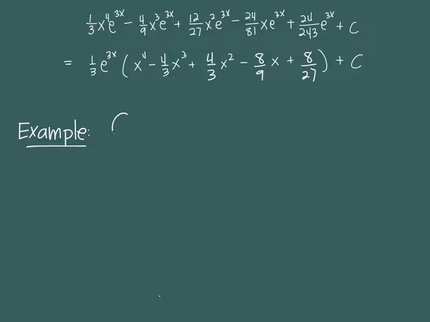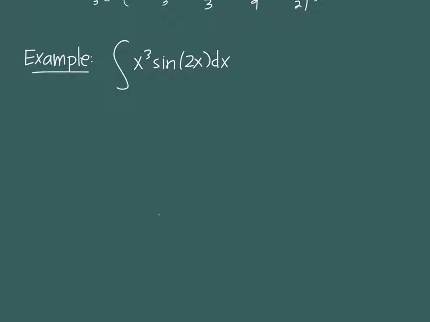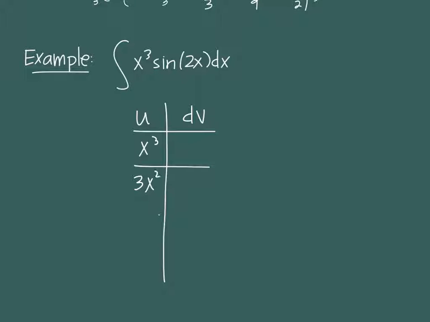Okay. All right, last one. So let's do an integral of x cubed and then the sine of 2x dx. All right, so again, this only works if your u choice is a polynomial. So our u choice would be the polynomial x cubed, which is going to take us a couple rounds to descend. So it's going to take us down to 3x squared, down to 6x, down to 6, down to 0. Our dv then would be the sine of 2x dx.